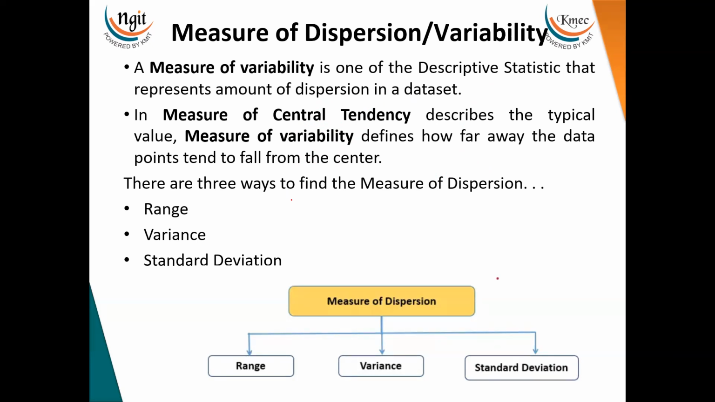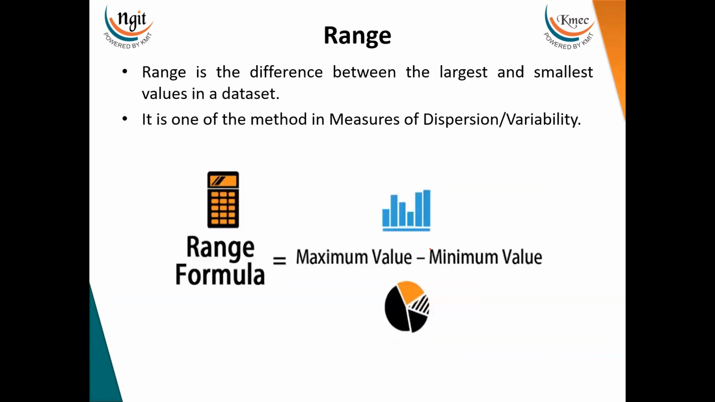There are three ways to find the measure of dispersion: range, variance, and standard deviation. These three come under measures of dispersion, and measures of central tendency come under mean, mode, and median. So these are the two very important things in descriptive statistics.